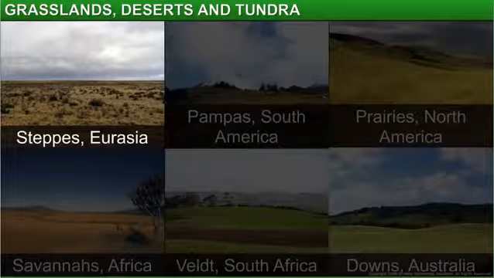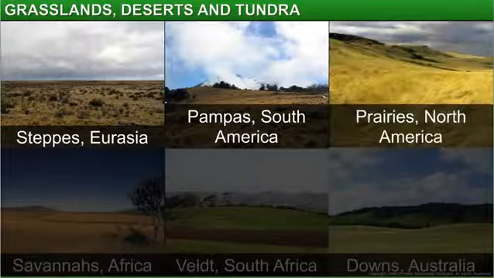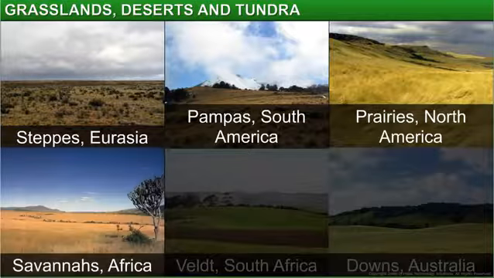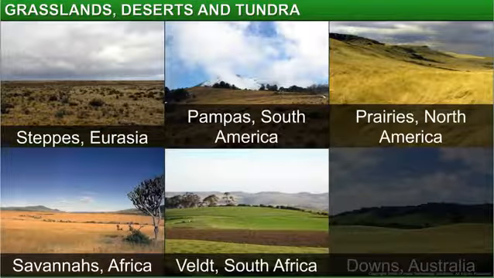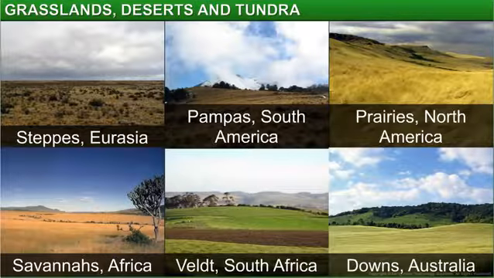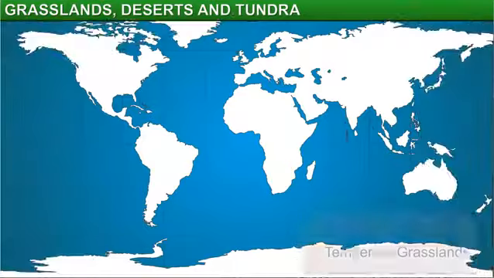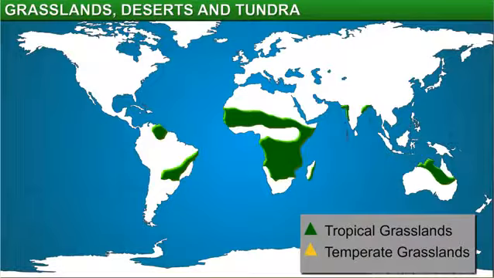The grasslands in Eurasia are called the steppes. In South America, they are called the pampas. In North America, the prairies. In Africa, the savanna. In South Africa, the veld. And in Australia, the downs. These grasslands are classified into two main types: tropical grasslands and temperate grasslands.